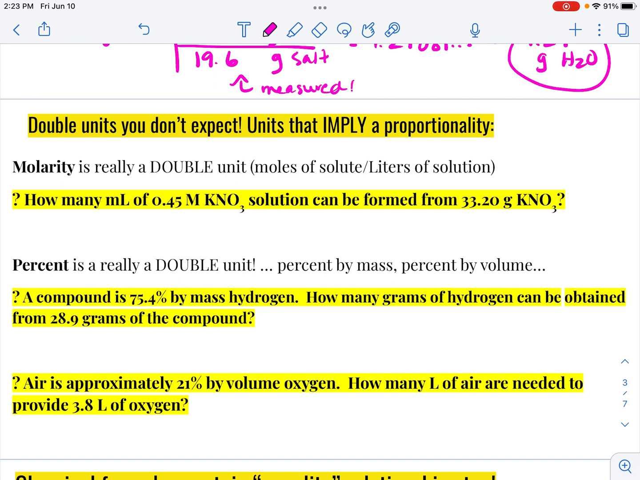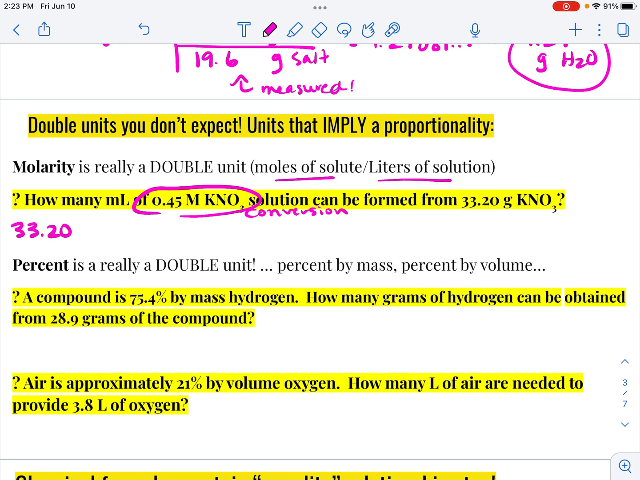Molarity doesn't sound like a double unit, but molarity is a double unit. Remember that you've learned that molarity is moles of solute per liters of solution. So it doesn't say molarity, it doesn't say moles per liter, but it is moles per liter, which means it's a double unit. So I can use the molarity as a conversion. Okay, so I'm going to start: how many milliliters of solution can be formed from 33.20 grams of potassium nitrate?